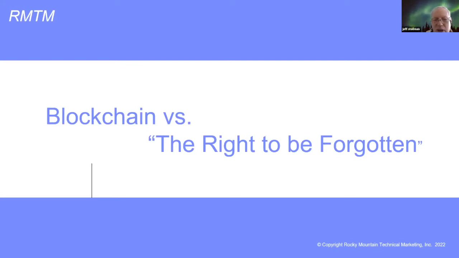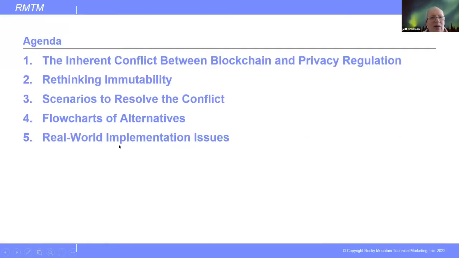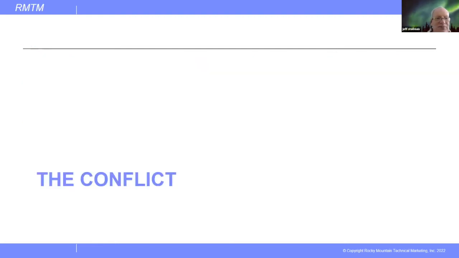So what we're going to discuss is the inherent conflict between blockchain and privacy regulations, rethinking the concept of immutability, scenarios to resolve the conflict, and I'll show you some flow charts of some alternative ways to do this, and then we'll discuss some real world implementation issues. And I welcome your questions along the way.